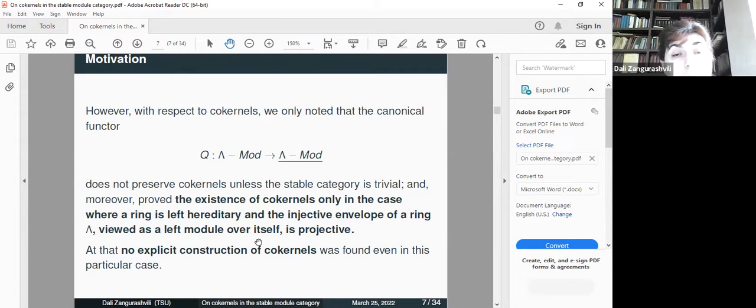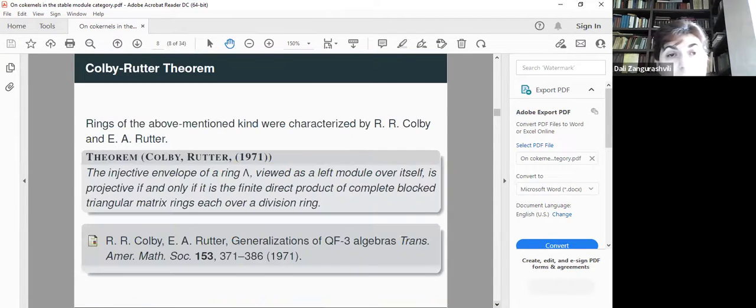Let us consider this condition again, the condition involved in our characterization, the injective envelope of a ring to be projective. In fact, this condition was already studied, but not with respect to the stable category. This condition was studied in the 70s of the past century by Colby and Rutter, and they gave the characterization, necessary and sufficient condition, actually the explicit description of all rings of this kind.